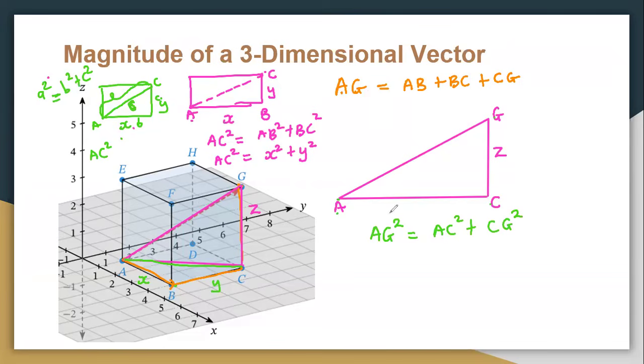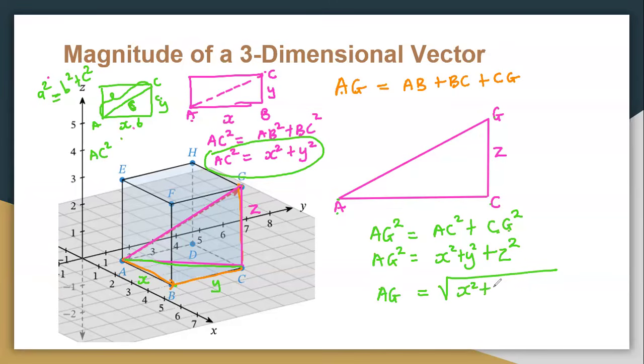But we know very well that A to C squared, from here, is the same as X squared plus Y squared, plus now C to G, which is Z. So this was going to be Z squared. And this is our A to G squared. That means that in order for us to get our vector, our modulus, A to G will equal the square root of x squared plus y squared plus z squared.